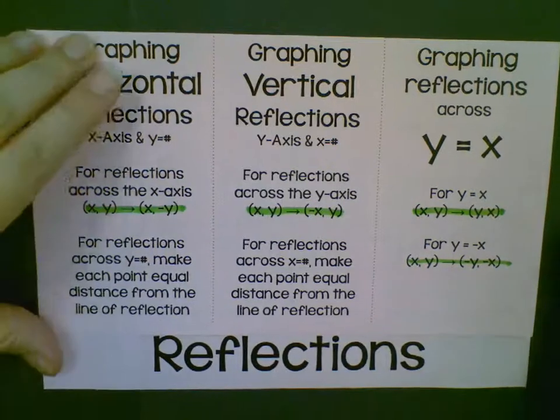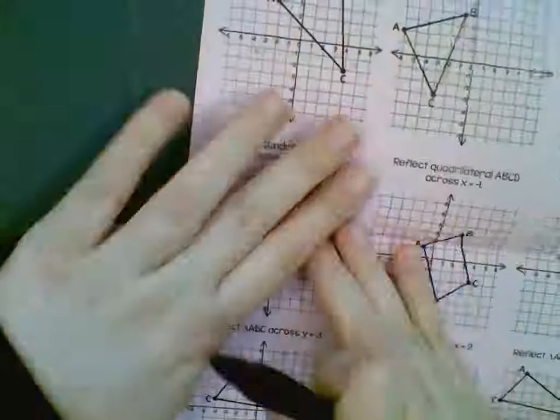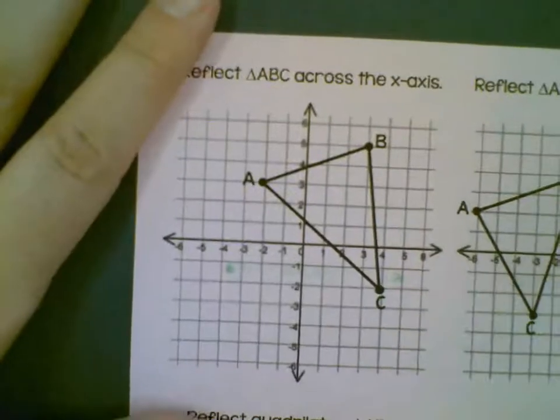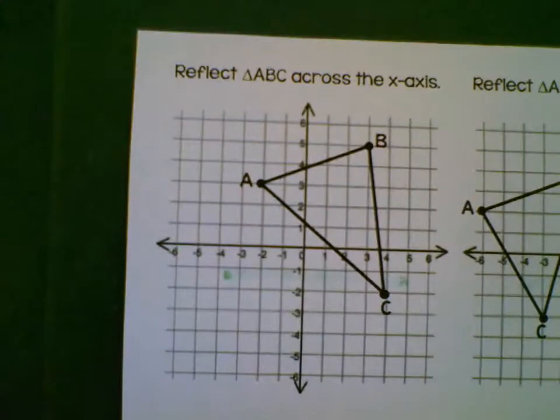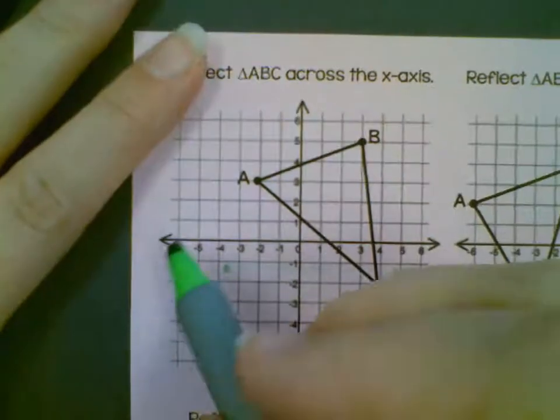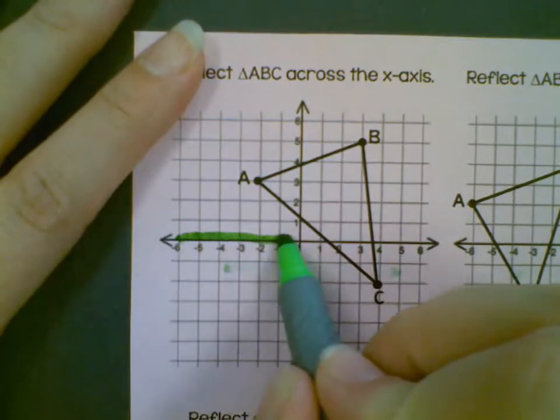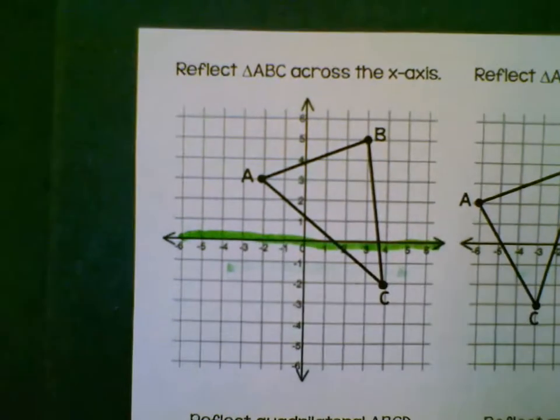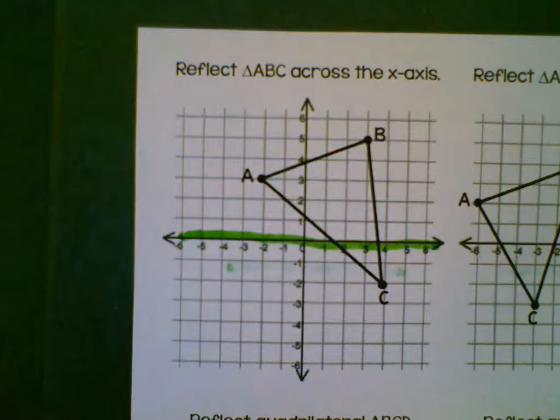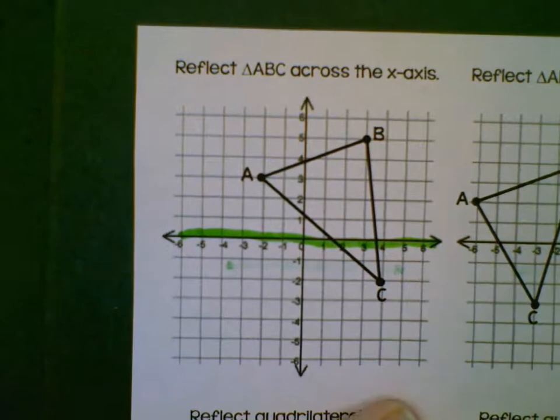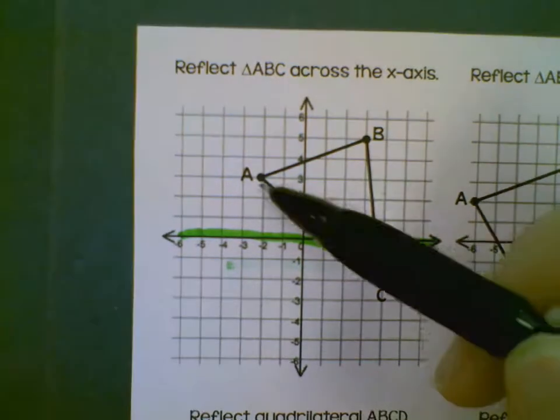Okay, so let's take a look at our first example. So we're going to reflect across the x-axis. So remember, x is the horizontal line. So this is the line that we're going to reflect over. So on the front, it says that if we reflect over the x-axis, for any reflection really, you're just counting how far away those points are from that line. You could use that x, negative y rule, but it's just easier to count.